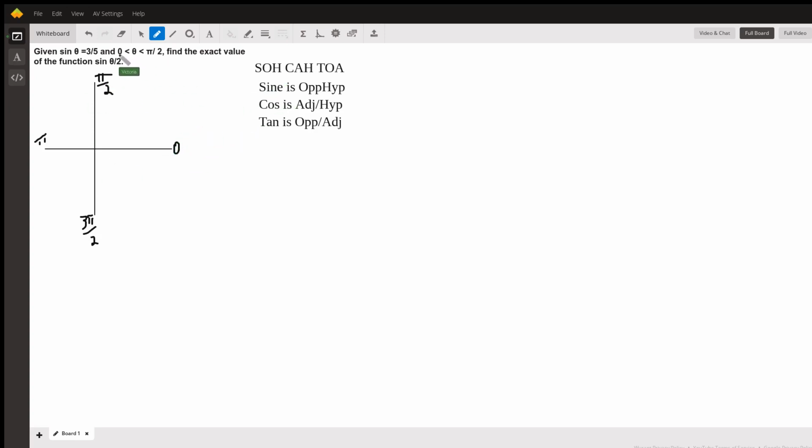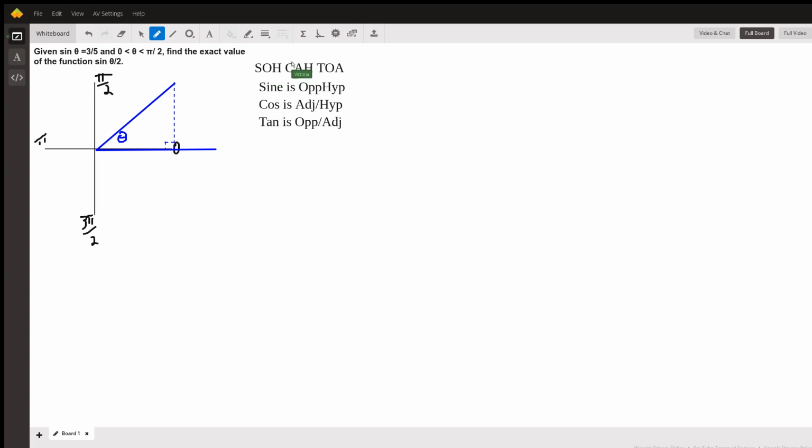So when they tell us that our angle is between 0 and pi over 2, what they are telling us is that we need to draw our angle here. And because theta is always defined as the angle between this line and the x-axis, this is the angle we're looking at. Now, if you could make a vertical line from our line down to the x-axis, this would be a right triangle.